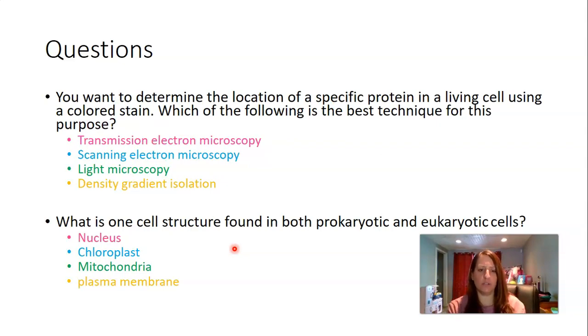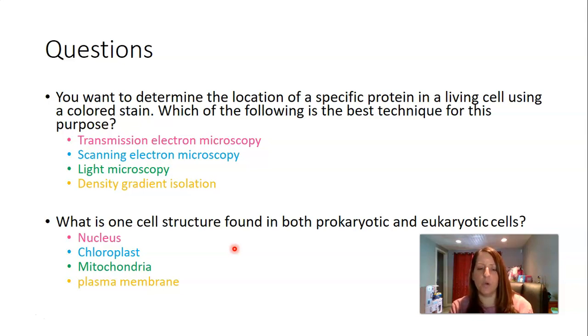Second question. You want to determine the location of a specific protein in a living cell. There's your clue word, a living cell, using a colored stain. Which of the following is the best technique for this? Would it be TEM, transmission electron microscopy, SEM, scanning electron microscopy, light microscopy, or density gradient isolation? So that term living gives you your clue here. So hopefully you chose green, light microscopy.